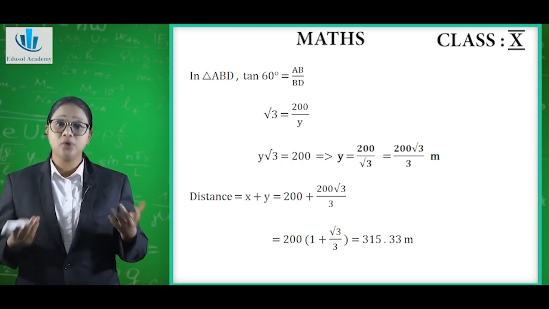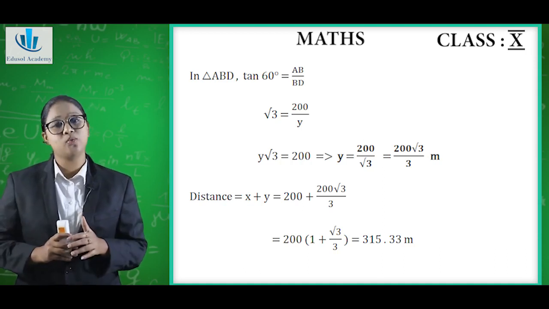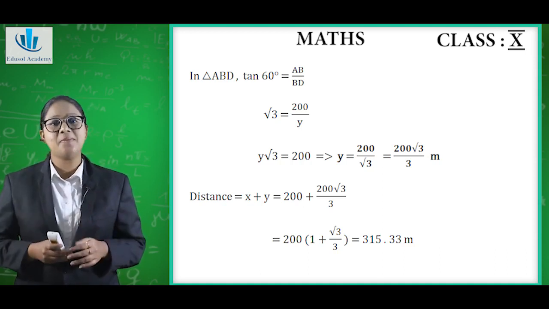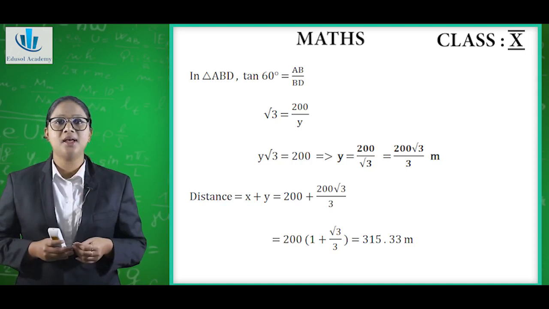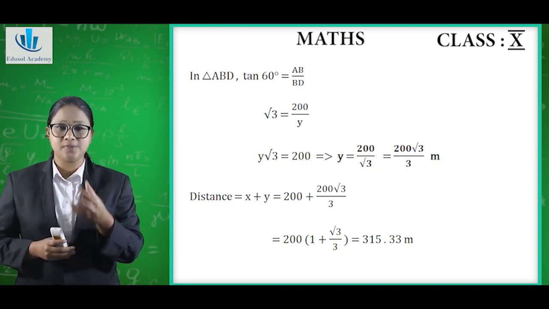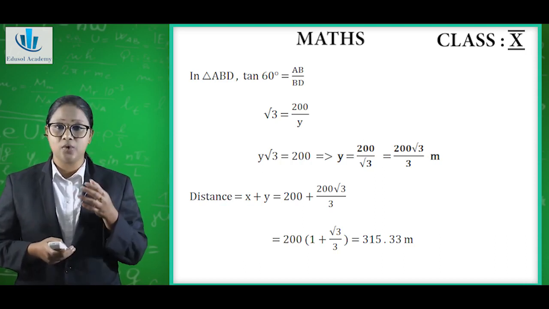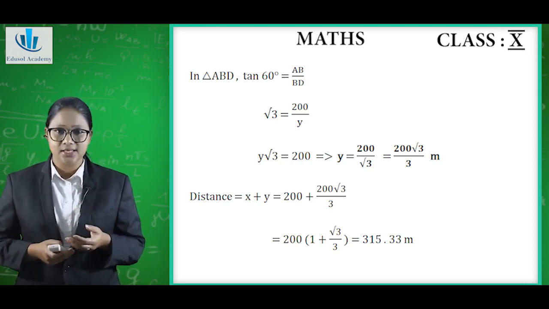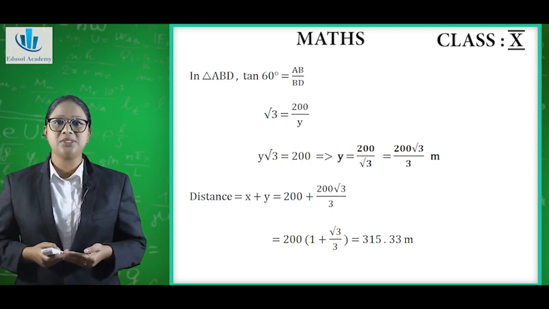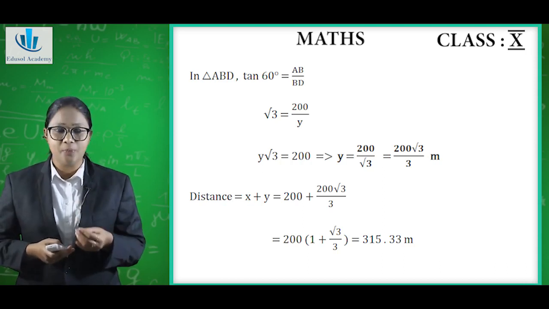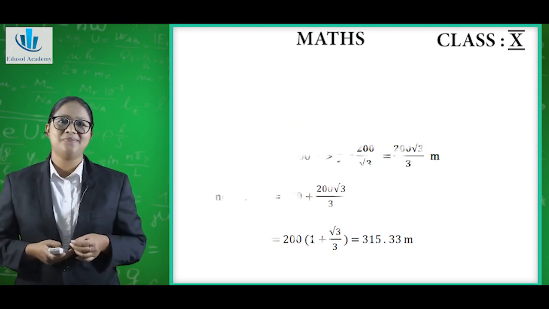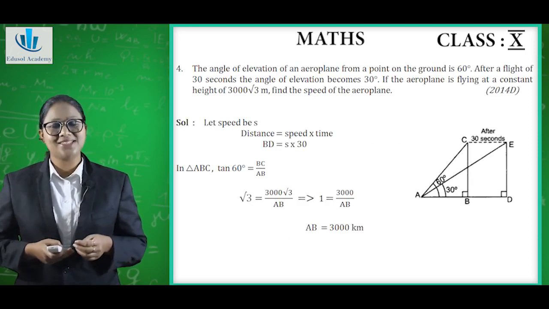Now for the distance we can combine x and y, which means we have to add them, and we have added them here, and we have substituted the value of root 3 as 1.73 as given in the question. So the final answer, that is the distance between the ships, is 315.33 meter. Moving on to the next question.